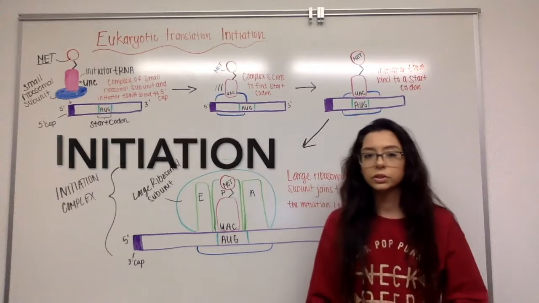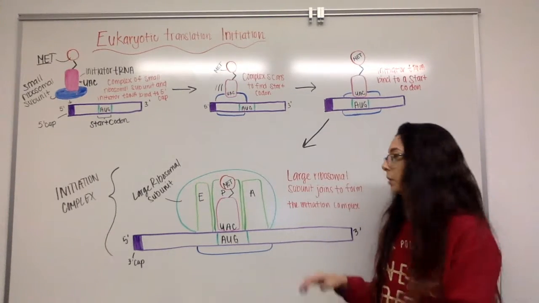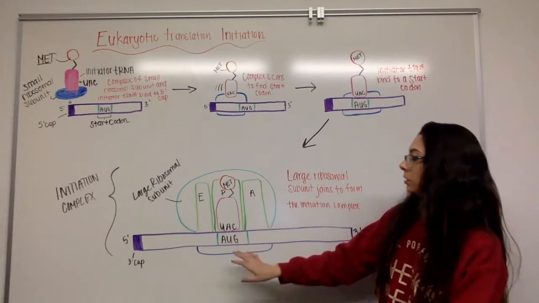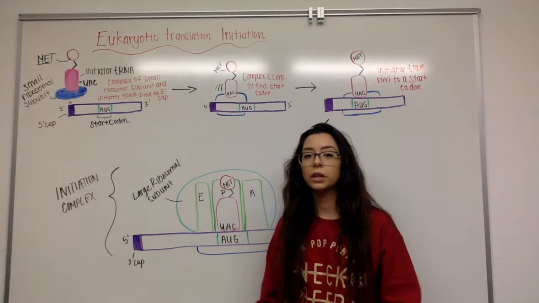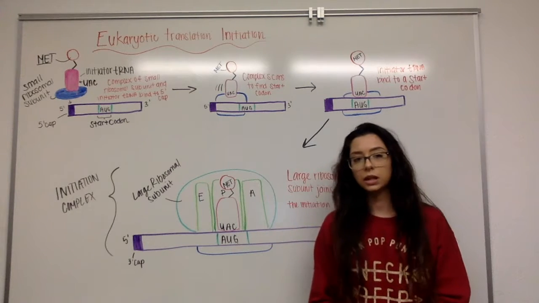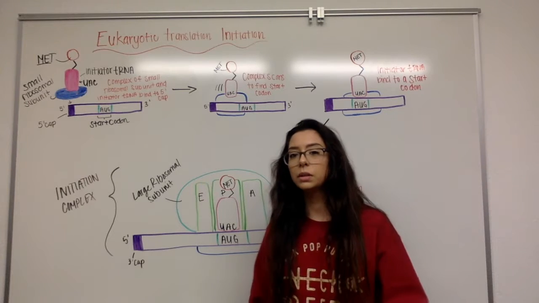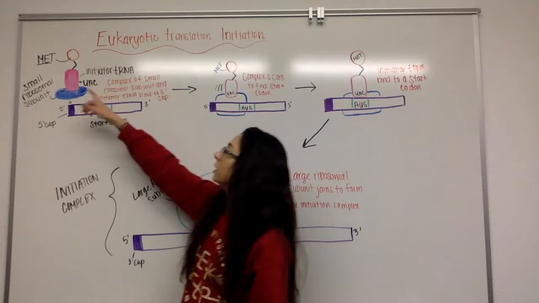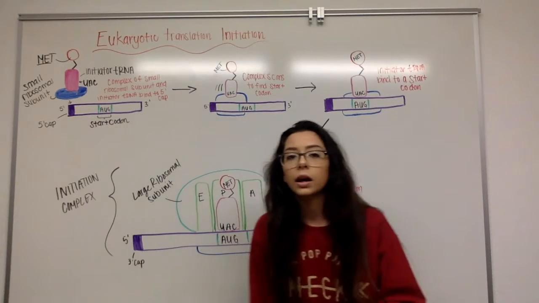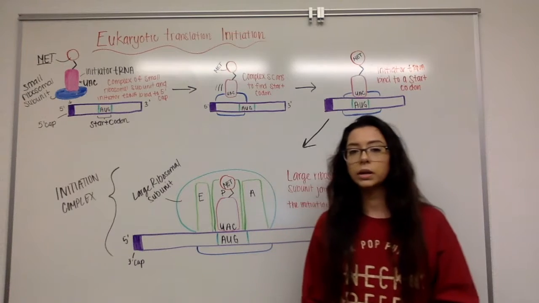In initiation for translation in eukaryotes, a ribosome, which is made up of a ribosomal large subunit and a ribosomal small subunit, and an mRNA with instructions for the protein that will be made, and an initiator tRNA carrying the first amino acid in the protein, which is almost always going to be methionine, or MET for short, bind together to form the initiation complex.